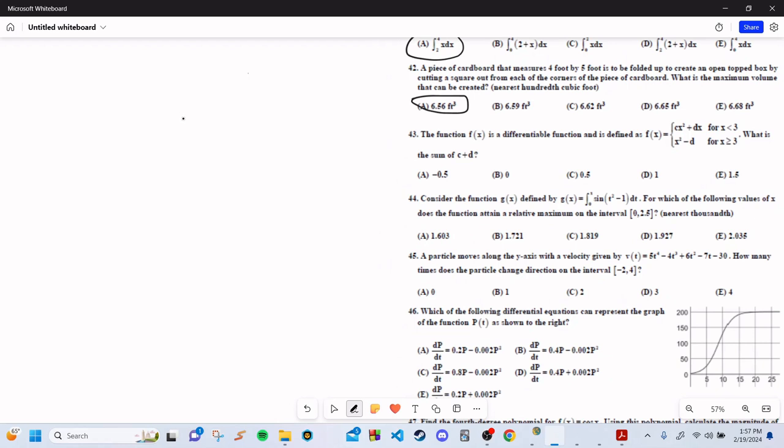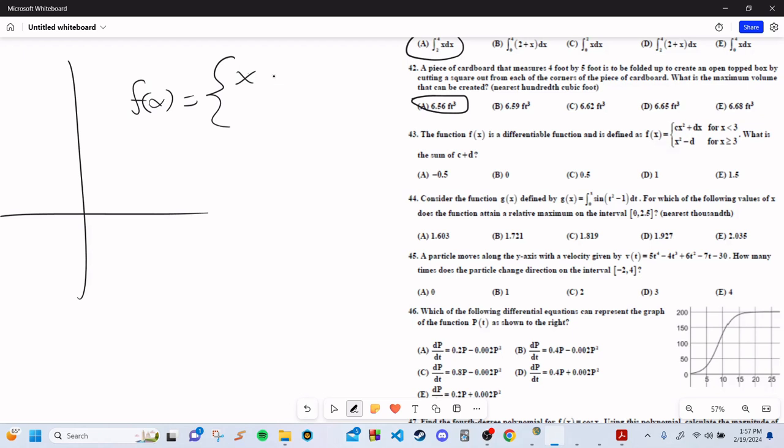Okay, so the function f of x is a differentiable function, and it's defined like this. So it's a piecewise function, meaning, for example, if I had a piecewise function f of x equals, I don't know, say x for x less than 0 and x squared for x greater than or equal to 0. That means the left side of the graph before 0 is going to look like y equals x. And after 0, it switches and it becomes this parabola.